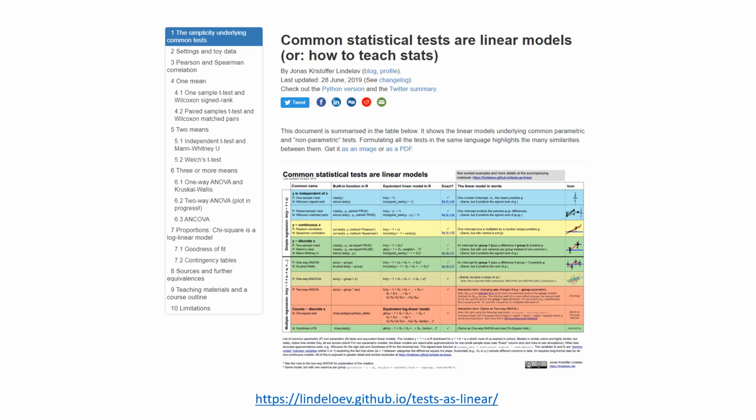But I do find this a very valuable resource. This page has how to run statistical tests in both R and Python. It really tries to unify both of those worlds. So really nice blog, and it's something that I personally use somewhat often.